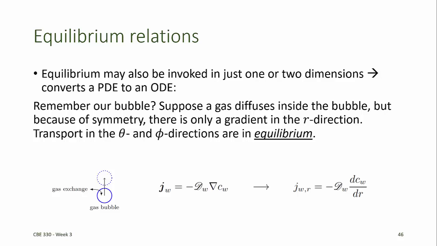Suppose that gas is diffusing inside the bubble, but because of symmetry, we only care about the gradient in the radial or the r direction. That is, the transport in the theta and phi directions we assume are in equilibrium. This is a useful assumption for converting partial differential equations to ordinary differential equations.